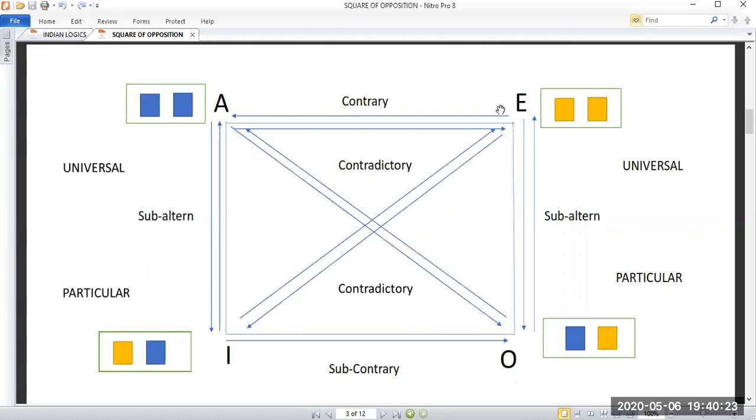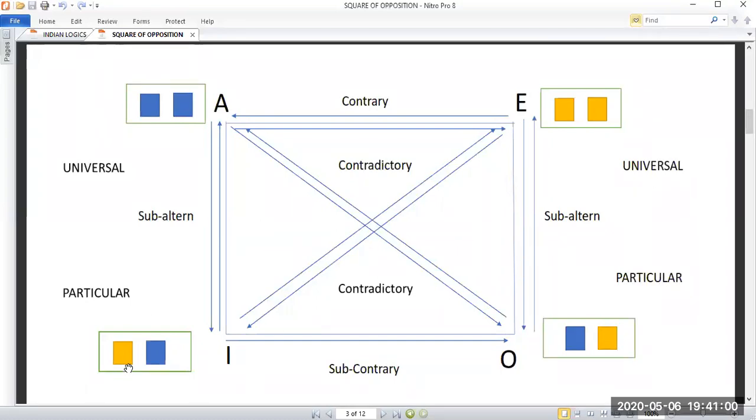So first there are A, E, I, O, as I have mentioned in a figure. Instead of taking a square, for our remembrance we are taking balls. So two blue balls, two yellow balls, one yellow and one blue, and one blue and one yellow, like this. Here they are mentioned like all balls are blue, that means both balls are blue. So no balls are blue means two balls are yellow. It signifies two balls are not blue.